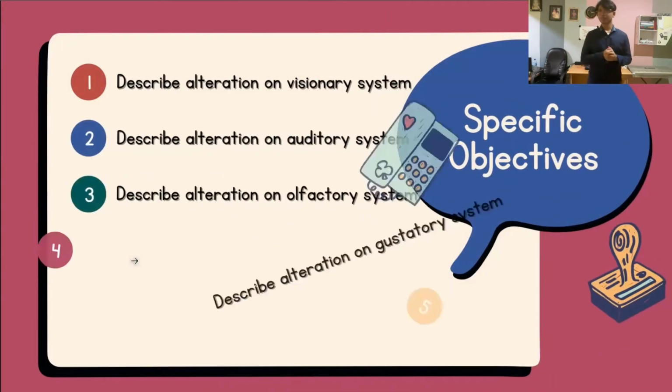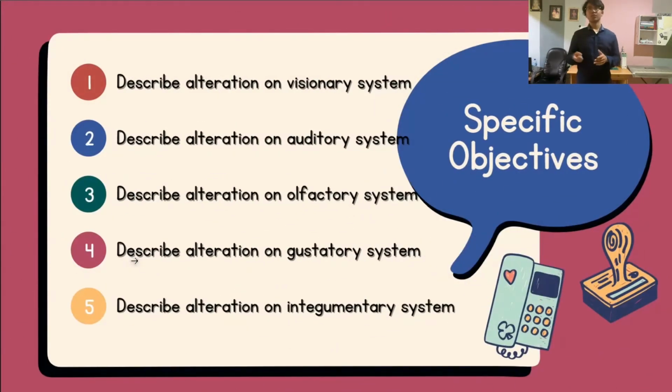Next slide, please. The first one is to describe the anatomical alterations on the patient's vision due to COVID-19. The second one is to describe anatomical alterations on the patient's audition due to COVID-19. The third one is to describe anatomical alterations on the patient's olfaction due to COVID-19. The fourth one is to describe anatomical alterations on the patient's gustation due to COVID-19. Then the last one is to describe anatomical alterations on the patient's somatosensation due to COVID-19.